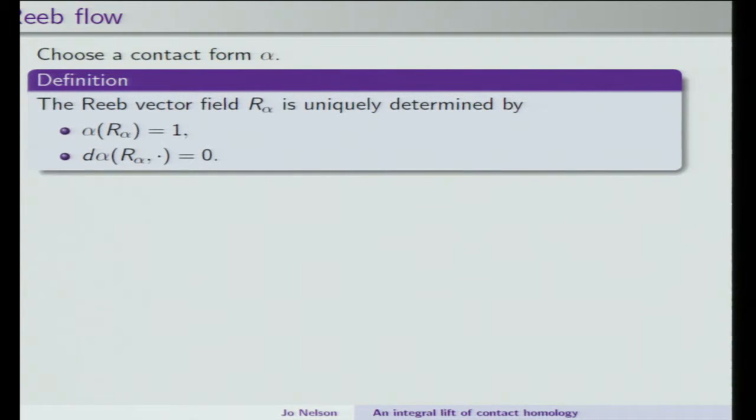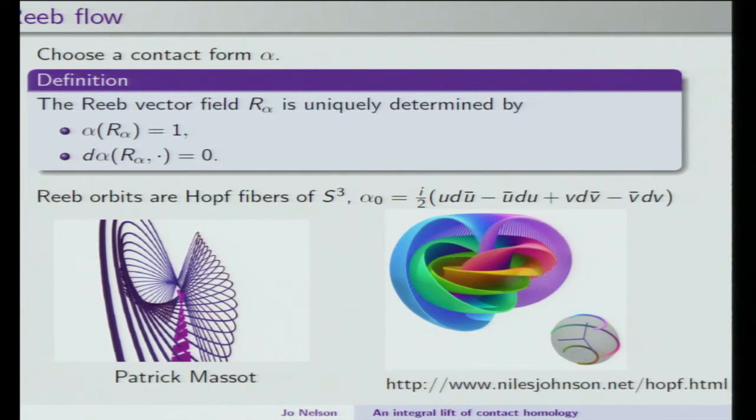And it's determined uniquely by these two equations. Alpha of R is 1, so that's a kind of normalization. And then we want the contraction of R with d alpha to be 0. So that tells us that the flow of the Reeb vector field is going to be transverse to my hyperplanes. And one nice example is S3. So the standard contact form on S3 is this lovely formula. And it turns out that the Reeb vector field is generated by the derivative of the Hopf fibers. And so the Reeb orbits are going to correspond to the Hopf fibers.